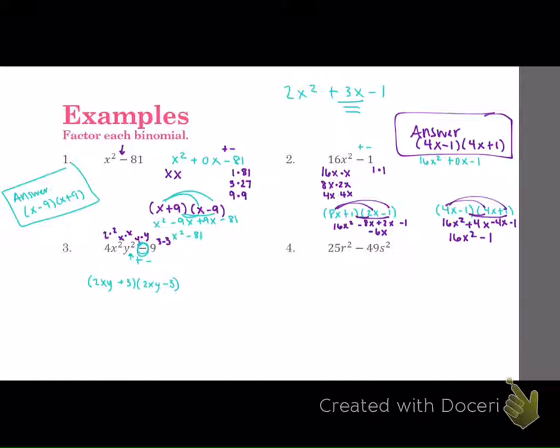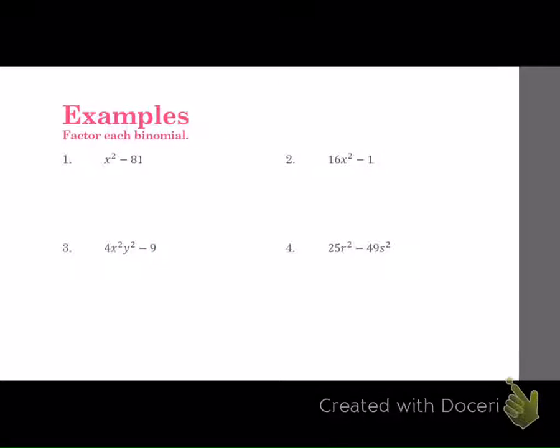So let's distribute this and see if that's right. 2xy times 2xy is 4x squared y squared. 2 times negative 3 is negative 6xy, plus 6xy, minus 9. Can we cancel out negative 6xy and positive 6xy? Yeah. Does that get us back to that original then? Yes. So our answer is 2xy plus 3 times 2xy minus 3. Okay, I want you guys to try that next one, just the next one on your own real quick.